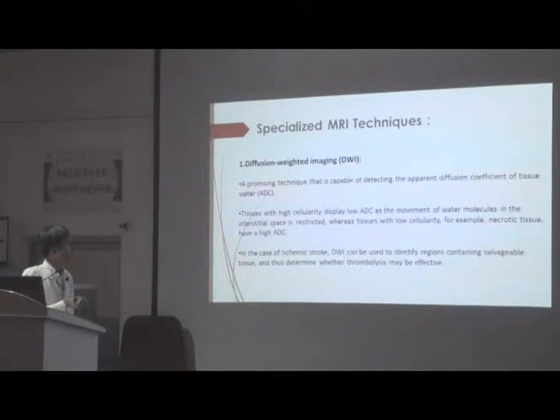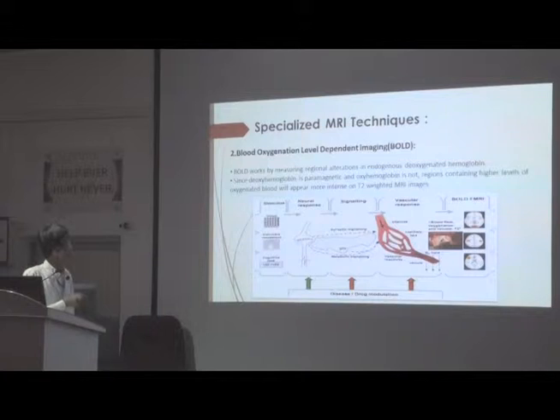diffusion weighted imaging can be used to identify regions containing salvageable tissue and thus determine whether the thrombolysis may be effective or not. And blood oxygen level dependent imaging. It works mainly by using the blood oxygen levels: deoxygenated hemoglobin is paramagnetic and oxygenated hemoglobin is not. So you need T2 weighted MRI images.